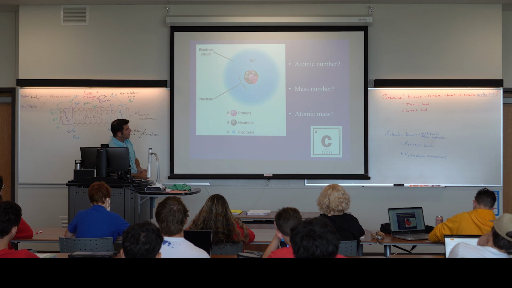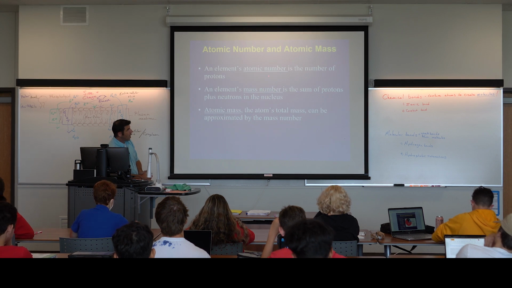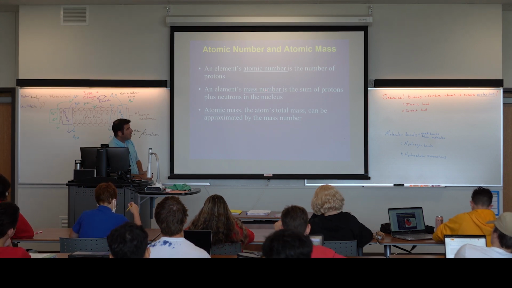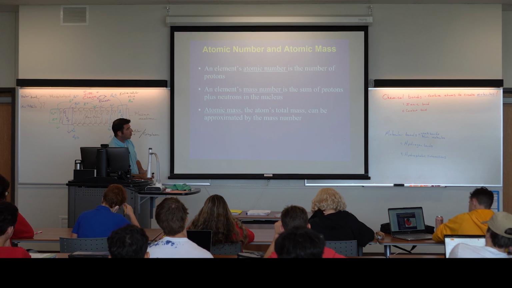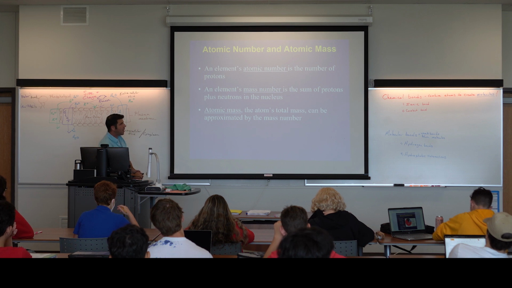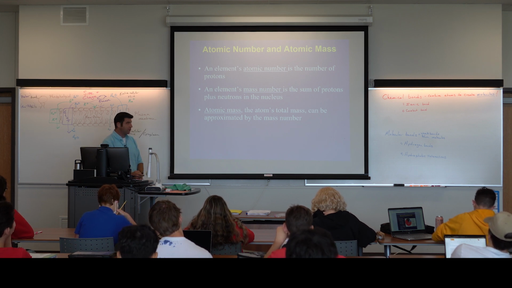This one looks like it has 6 protons, so automatically we know we're talking about the element carbon. Atomic number, like we said, is just the number of protons. Mass number is telling you the number of protons and neutrons. And atomic mass is the combination of protons, neutrons, and electrons.